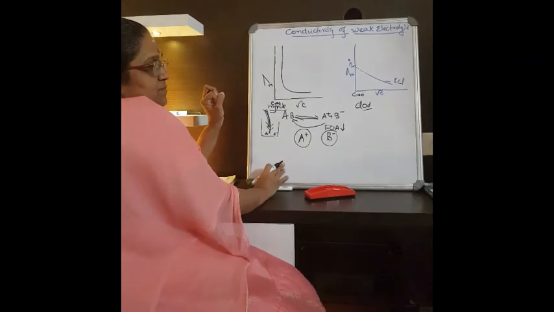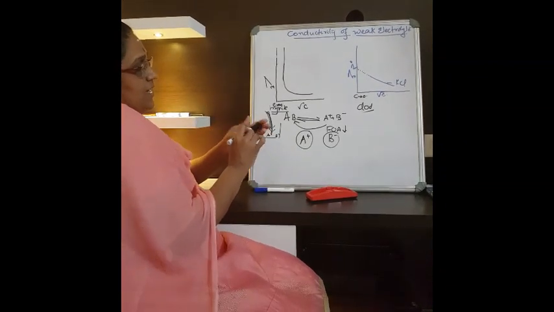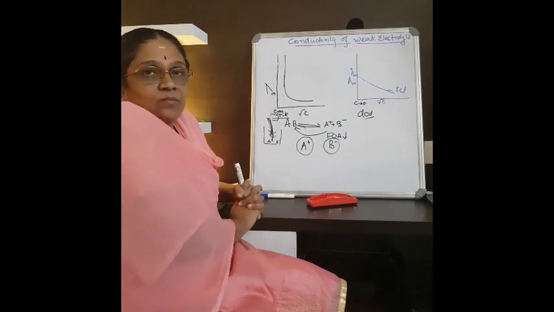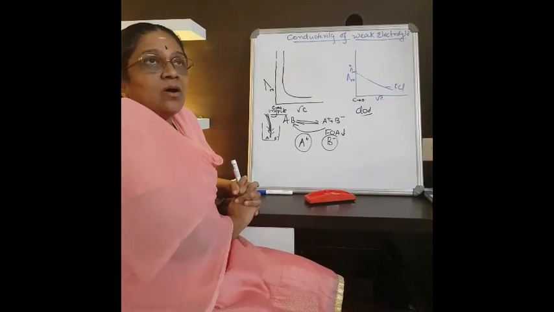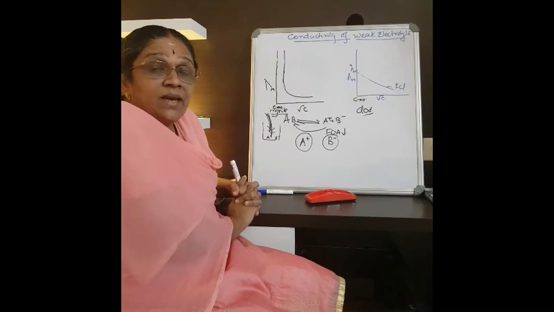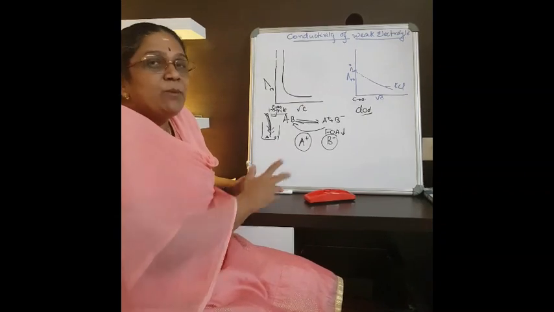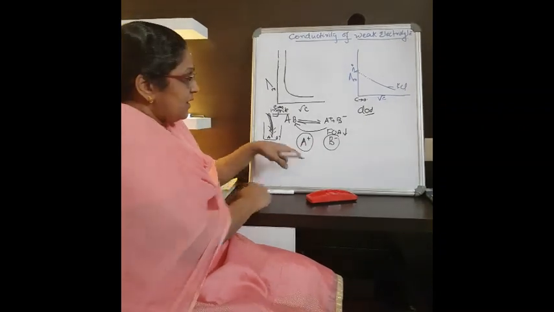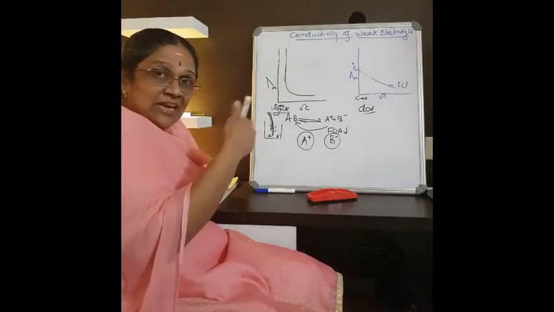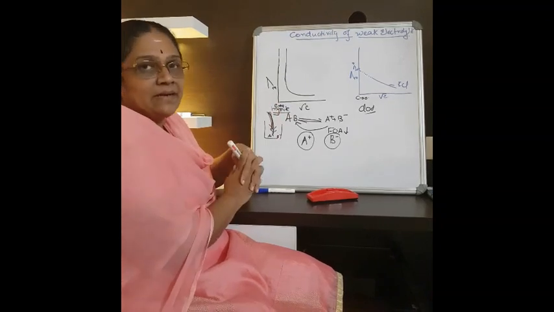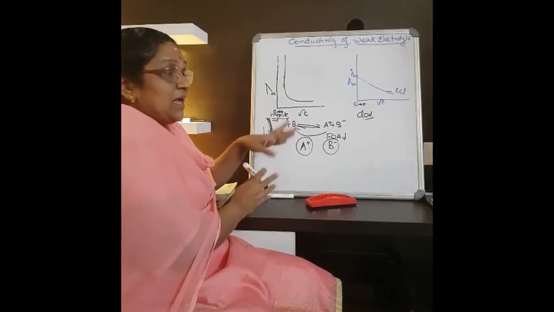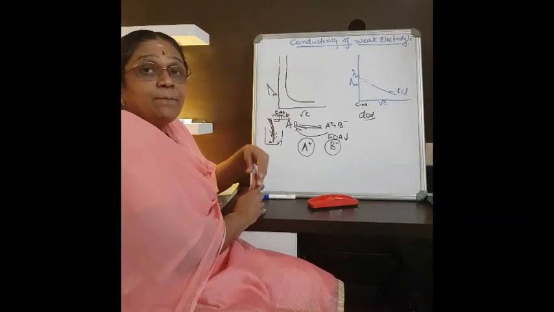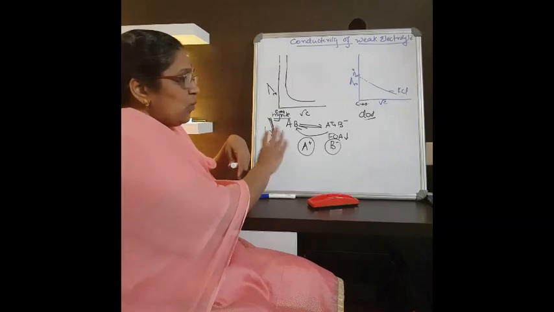So that's a problem. For that, a scientist called Kohlrausch obtained a law called Kohlrausch's law of independent migration of ions. What do you mean by independent? As I have already told you, at infinite dilution, the A plus and B minus are freely moving, that is, they are independently migrating. So he obtained the Kohlrausch law of independent migration of ions. Now we will see.